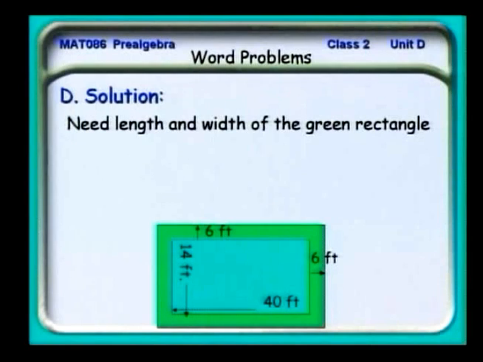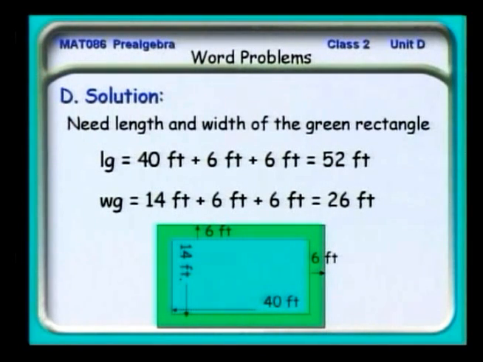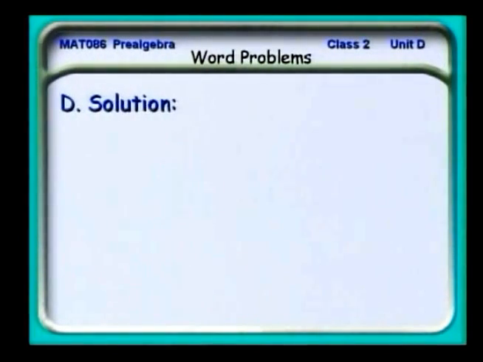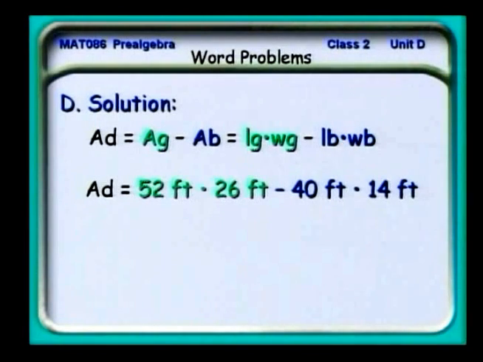Let's work with the solution. We need the length and width of the green rectangle, which is the larger one, and we see that the length of it is the 40 feet plus the 6 feet on each side to make 52 feet, and the width is the 14 feet of the pool plus the 6 feet on each side to make 26 feet. We now have enough information. Again, the area of the decking is the area of the green minus the area of the blue, the length times width of the green minus the length times width of the blue.